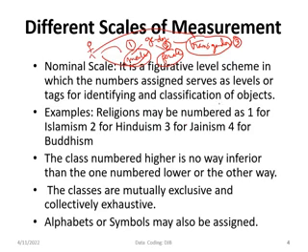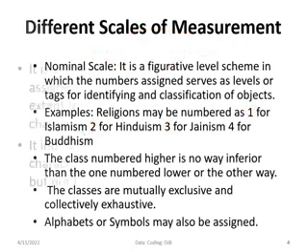So religion may be numbered. For example, I may put number 1 for Islamism, I may put number 2 for Hinduism, and I may put number 3 for Jainism, 4 for Buddhism. Now here these numbers do not have significance in terms of their values. Obviously they have significance in terms of identification to that particular religion. The class numbered higher is in no way inferior to the one numbered lower or the other way. And these classes are mutually exclusive and collectively exhaustive. And sometimes alphabets as well as symbols may also be assigned.